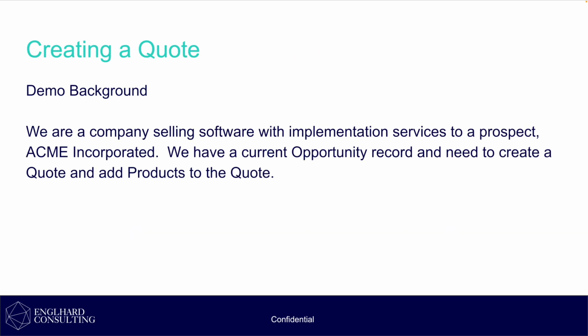So now we're going to go through actually creating a quote in our demo org. As a little bit of background, we are going to pretend that we are a company selling software that also has implementation services to a prospect, Acme Incorporated. We're going to already have that opportunity record created. And then what we're going to do is from that opportunity record, we're going to create a quote and add products to that quote. Let's check it out.